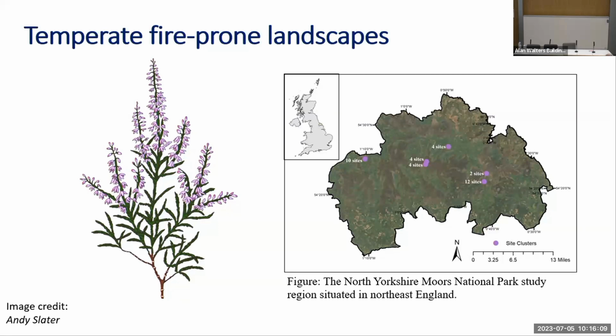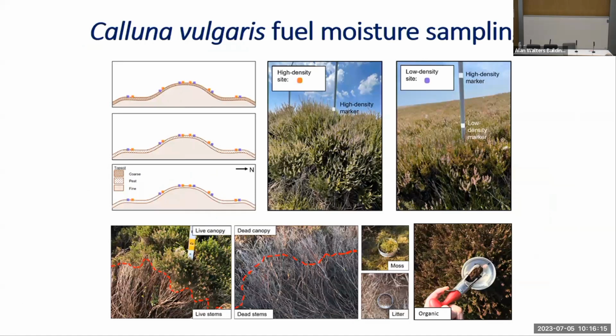We completed this analysis in the North Yorkshire Moors National Park in Northeast England, and we had 36 sampling sites. We set those 36 sites up so that each hypothesized landscape control, all of those combinations, were represented on the landscape. So differences between north and south aspect, high, medium, and low hill slope position, soil textures, and canopy density of heather.